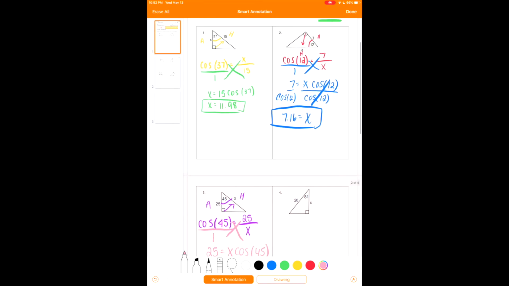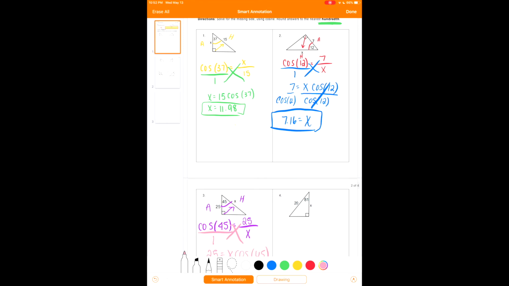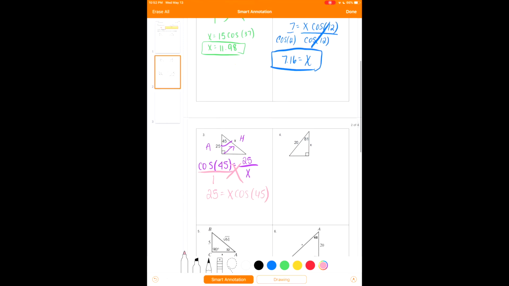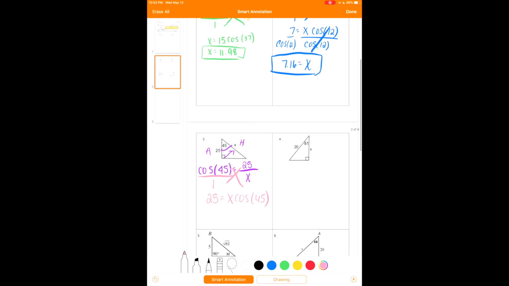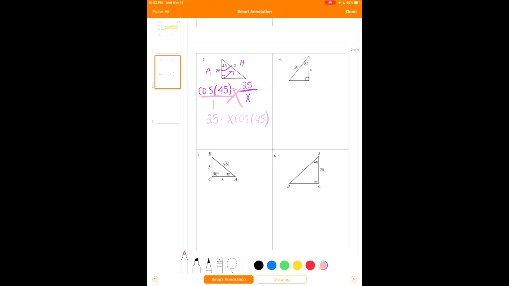Now this one falls in the same model as number 2. So just like I did in number 2, I am now going to divide by my cosine 45 to isolate that x. And when I plug that right into my calculator, 25 divided by cosine 45, I get 33.36 as my answer. So that was number 1, 2, and 3.